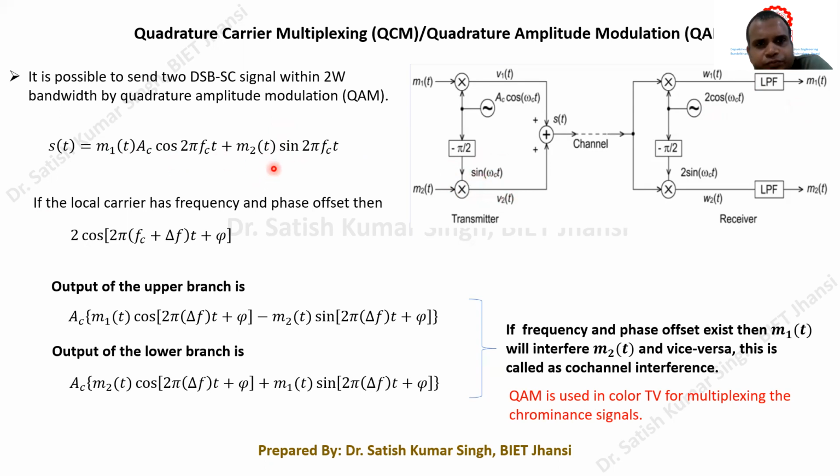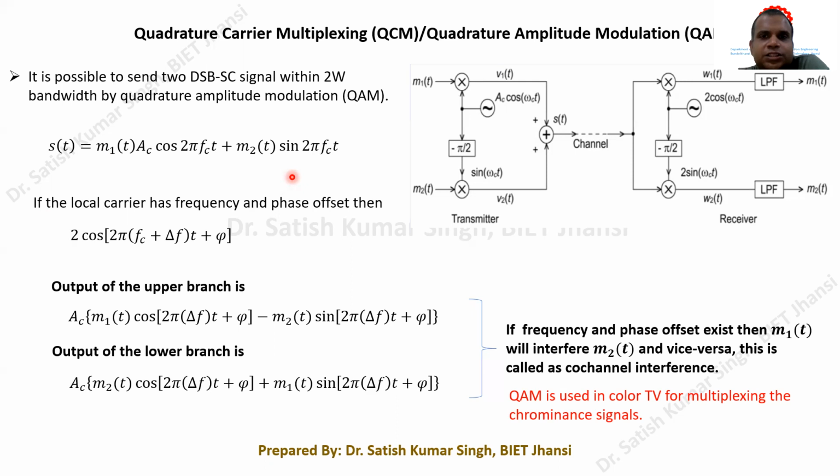Obviously, these two DSBSC signals are sent together by multiplying with two quadrature carriers, and these two quadrature carriers are used for demodulating the two different message signals separately at the receiver end. So within the 2W bandwidth, we are able to send two DSBSC signals, and thereby we are able to conserve the bandwidth.